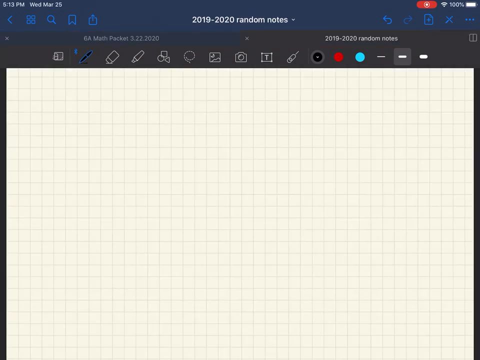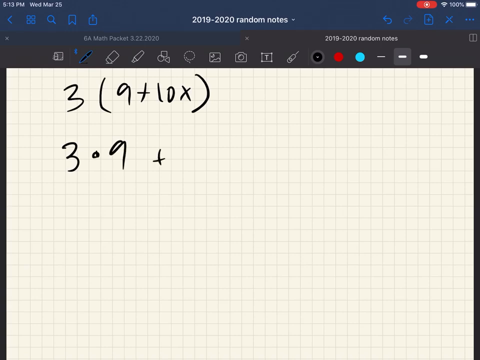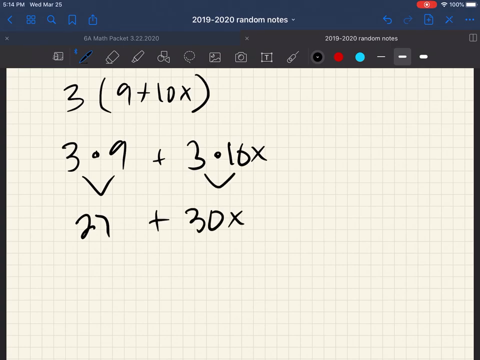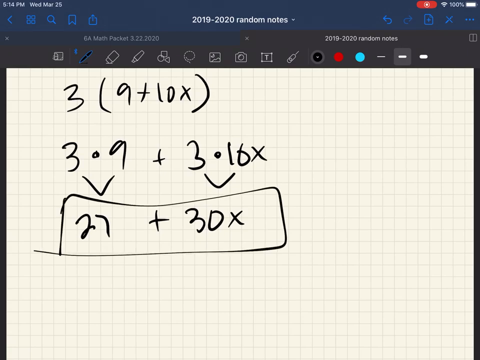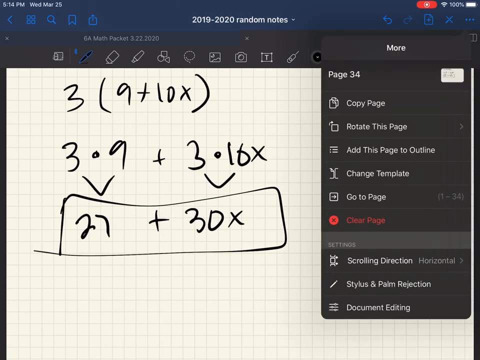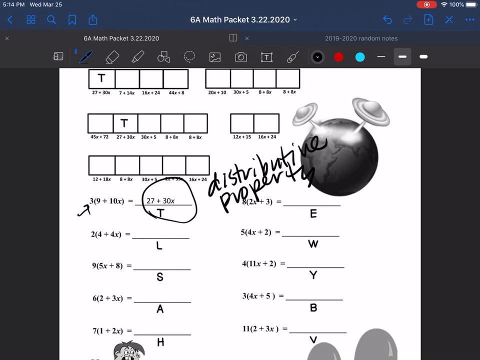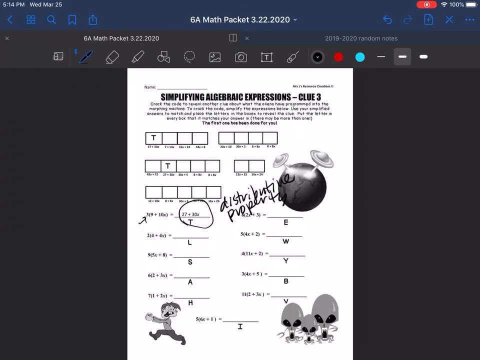The other way that you could think of that, instead of thinking of it as 3 copies of 9 plus 10x, it's also 3 copies of 9 and 3 copies of 10x. This is a little bit of a quicker way. So you can see that 3 times 9 is 27. Order of operations, I have to multiply first. 3 times 10 is 30 x's. We get the same answer either way. It just depends on how you would prefer to think about that. So that is the distributive property for clue number 3.